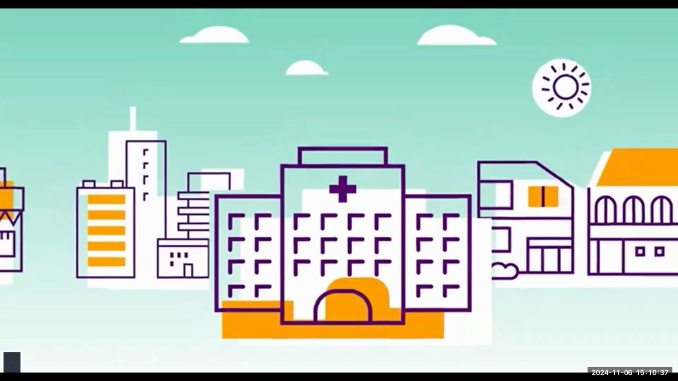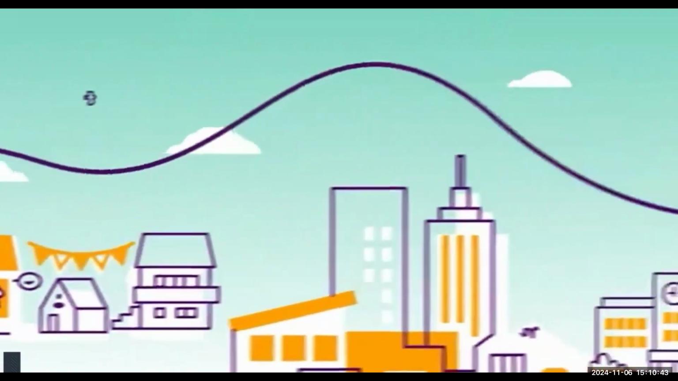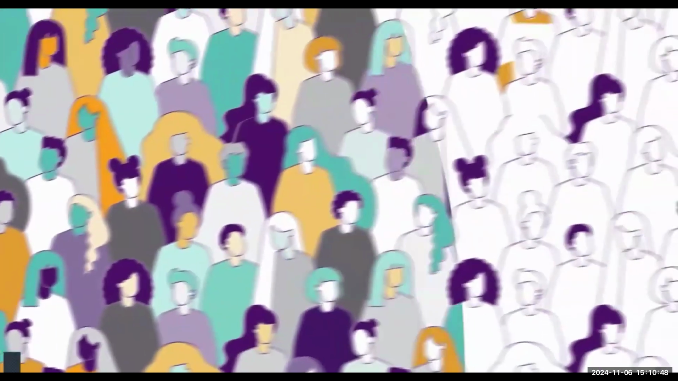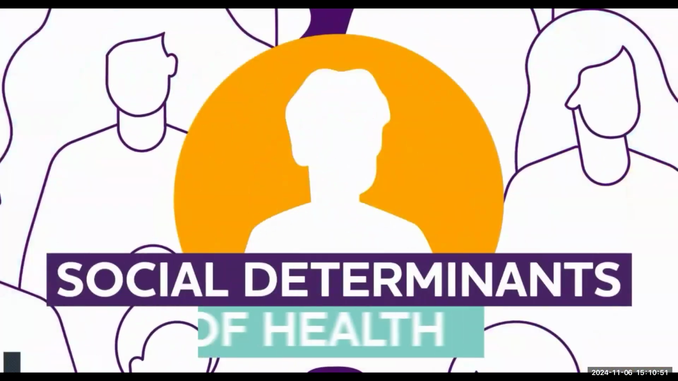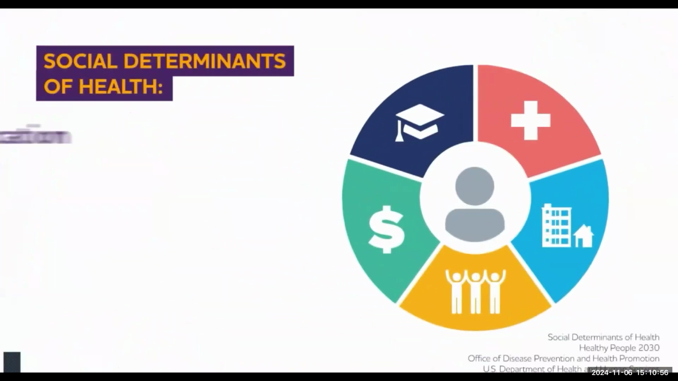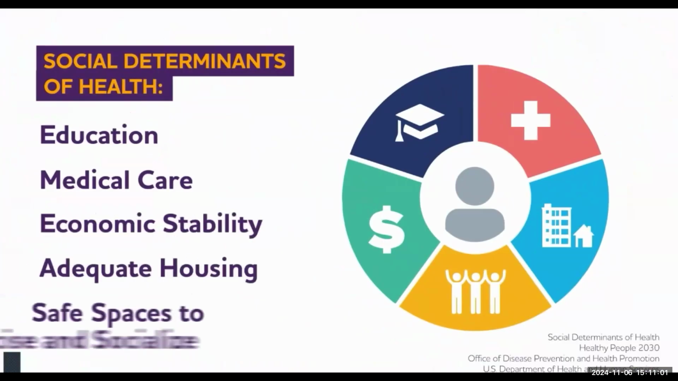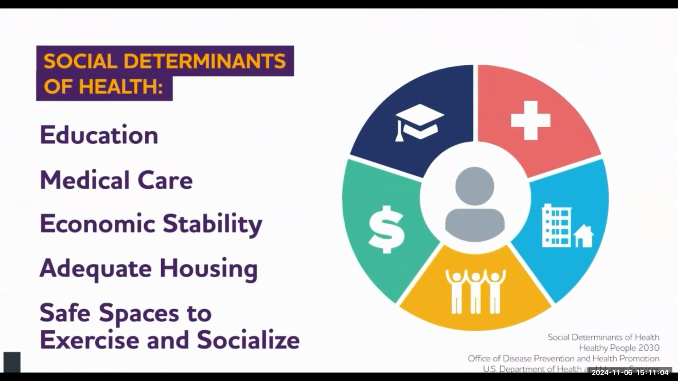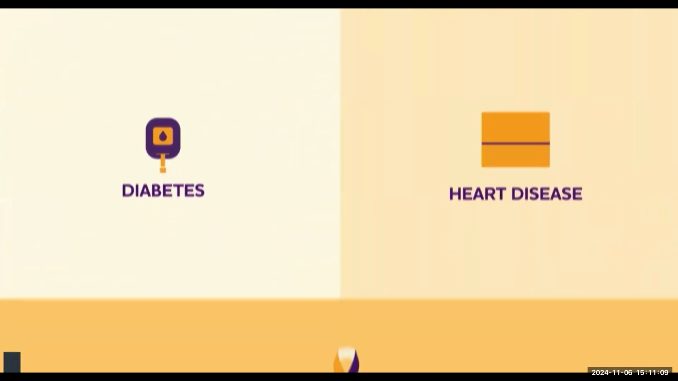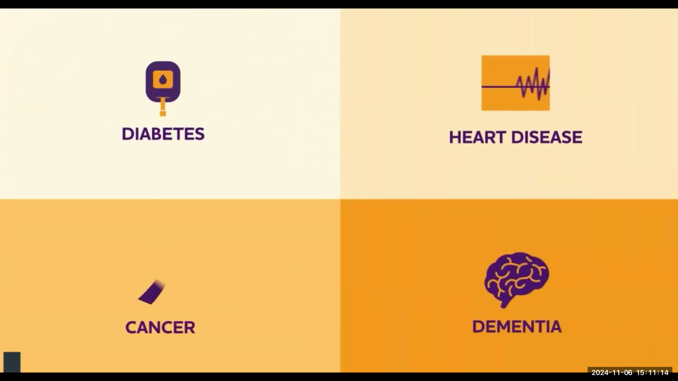The environments in which we live, work, learn, and play have a profound impact on our health throughout our lifetime, including the impact on our brain health and our risk of developing Alzheimer's and dementia. These are known as social determinants of health. When a community works to ensure its residents have access to education, medical care, economic stability, adequate housing, and safe spaces to exercise and socialize, it can reduce the risk of chronic diseases such as diabetes, heart disease, and cancer for all people living in that community. This includes cognitive decline and dementia.